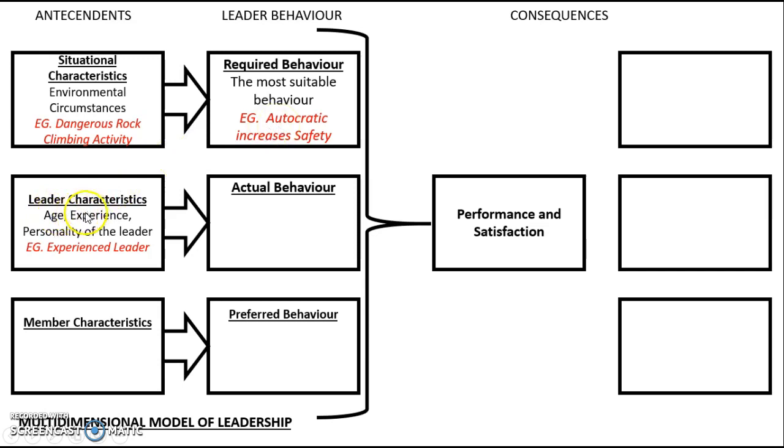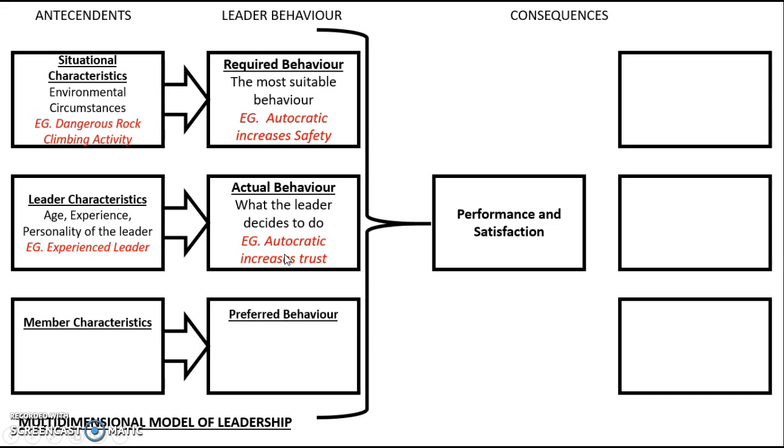Next thing then, the leadership characteristics. This refers to the age, experience and personality of the leader. So for example, we're going to have a best fit model here, and so you've got an experienced, qualified rock climbing leader. Okay, so if we go on from there, that will dictate the actual behaviour. So if you're an experienced, qualified leader in a dangerous rock climbing situation, what they actually decide to do is to use autocratic, because it increases trust of the group.